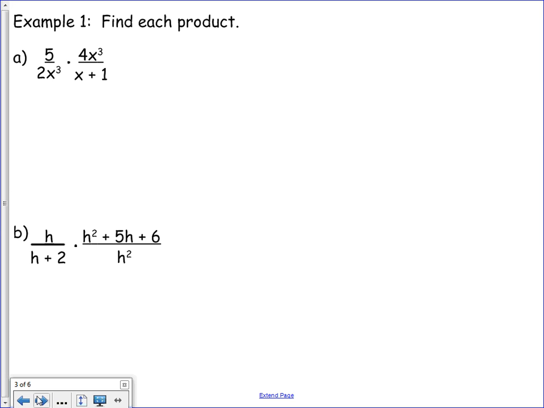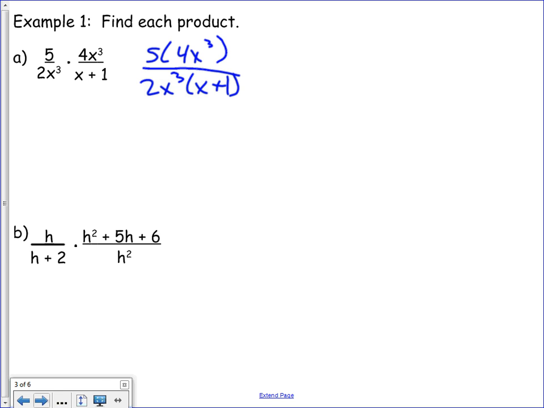Let's take a look at this by actually doing some examples. So here we're just multiplying. Again, we just have to multiply the numerators and then multiply the denominators. So 5 times 4x cubed times 2x cubed times x plus 1. And we need to simplify that.